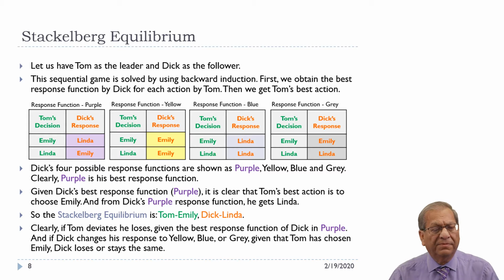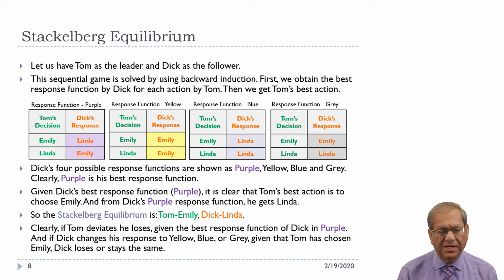In the Stackelberg game, we will now take Tom as the leader and Dick as the follower. It's a sequential game which is solved using backward induction. That means first we obtain the best response function of Dick for each action of Tom, and then we get Tom's best action.